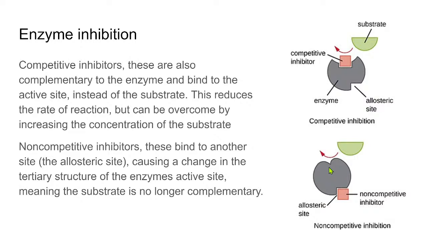Non-competitive inhibitors will bind to the allosteric site, basically another site found on the enzyme, which would then change the structure of the active site, change the shape of the active site. This will mean that it's no longer complementary to your substrate. The substrate will not be able to bind, and so you'll have a near zero rate of reaction, and that cannot be overcome by an increase in the concentration of substrate.